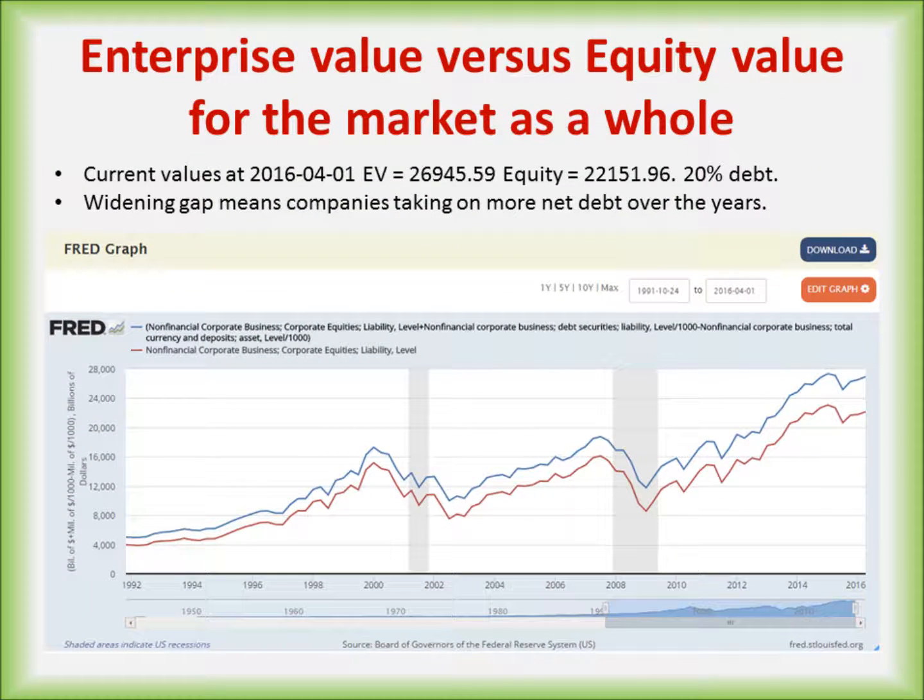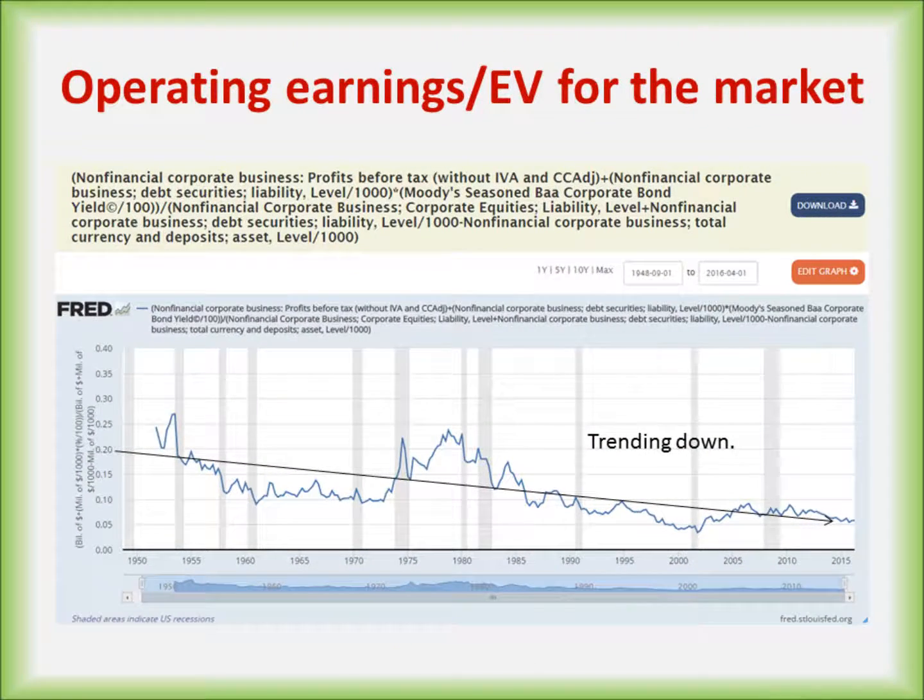This is enterprise value versus equity value for the market as a whole. The current enterprise value for the entire market is about 27 trillion, of which about 22 trillion is equity. That leaves about 5 trillion in debt, which is about 20%. So it's about an 80-20 split between equity and debt. And you can see that the gap is widening over time, which means companies have been taking on additional debt over the years.